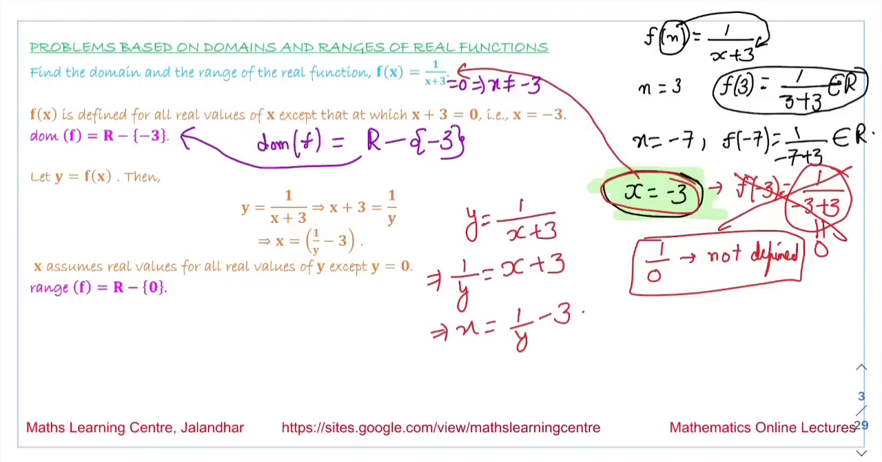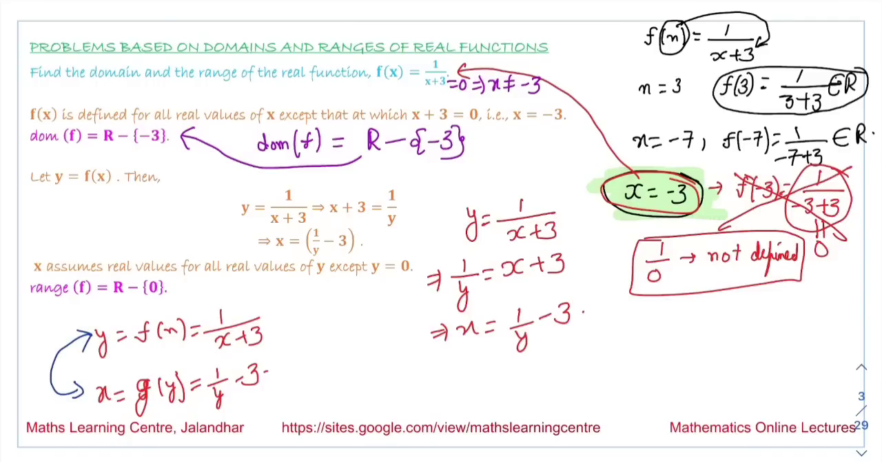Suppose there is another function. One function that is given to us is y is equal to f(x) is equal to 1 over x plus 3. We are talking about another function over here. Suppose that function is x is equal to some function g(y), that is equal to 1 by y minus 3. This is another function. What we will study further is that both these functions are inverse of each other. The first function is the inverse of the second, and the second is the inverse of the first.